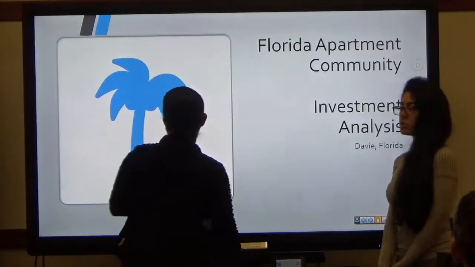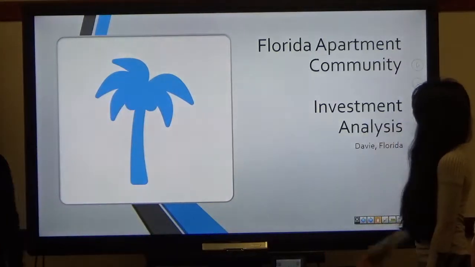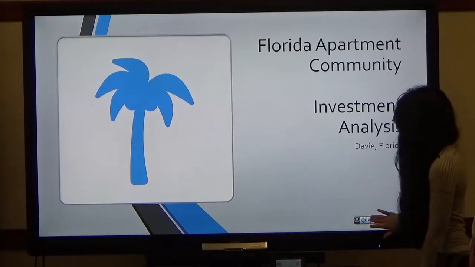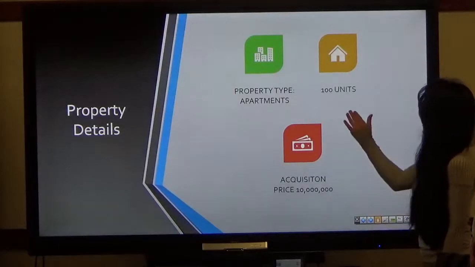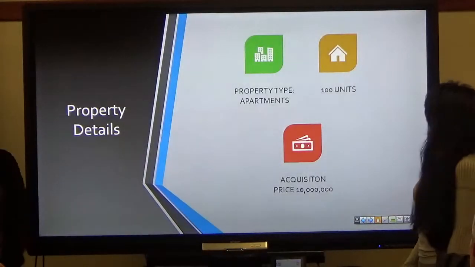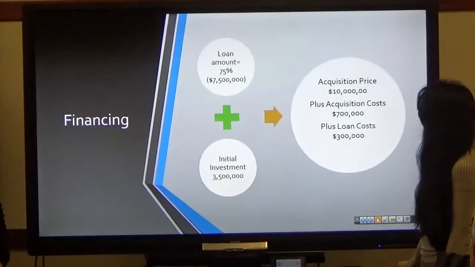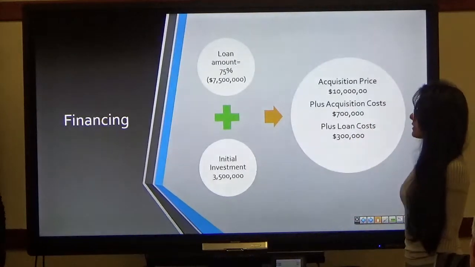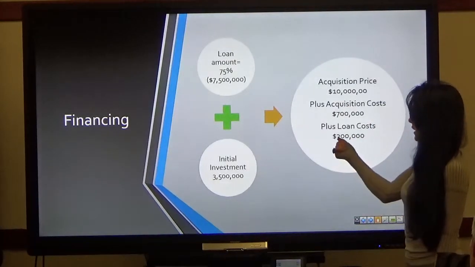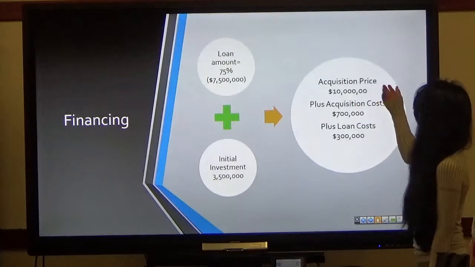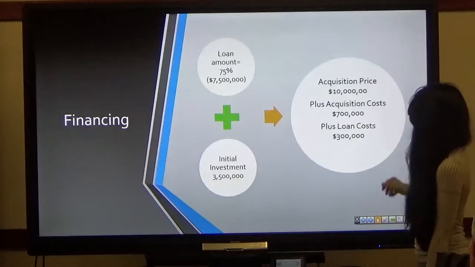Hello, this is Goldship. This is Cynthia. We are presenting the Florida apartment community. It's in Davie, Florida. The property type is apartments. We have 100 units and the purchase price is 10 million. The loan amount is 75% and the initial investment is 3,500,000. Then we have the acquisition price.